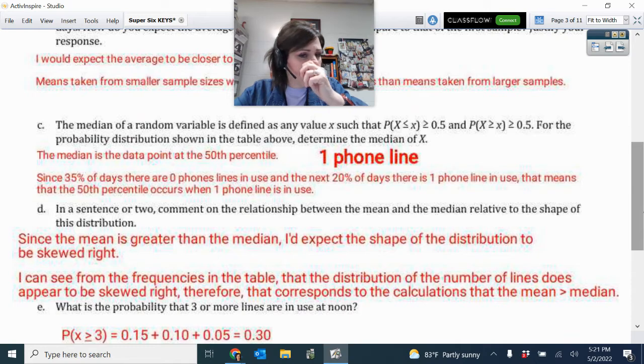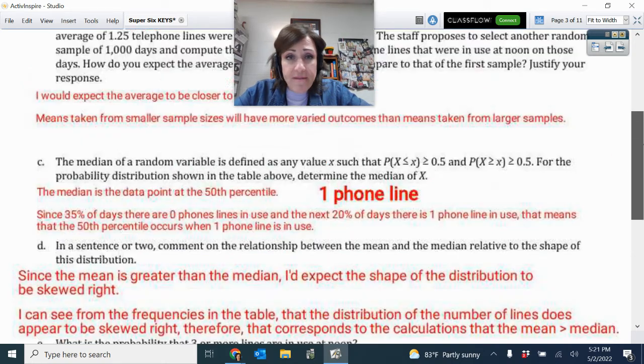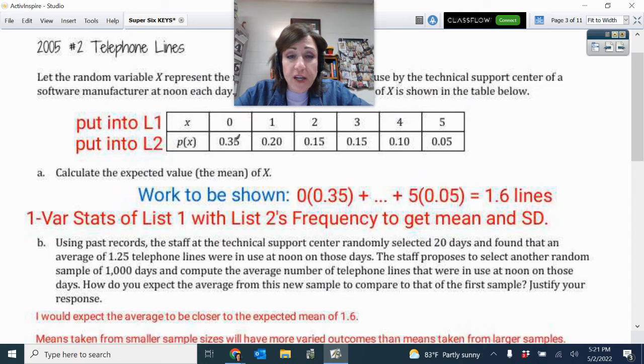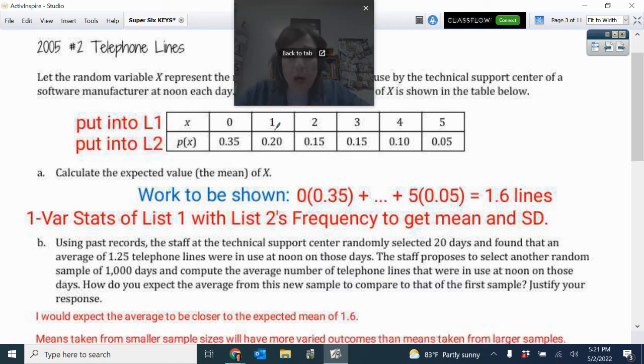All right, now here is the median. I thought this was kind of confusing how this was written. So I just went on my knowledge that median is that 50th percentile. If median is at that 50th percentile, I'm looking up here and I can see, if I had 100 items, then the first 35 of them in order would be zeros. And then the next 20 of them would be ones.